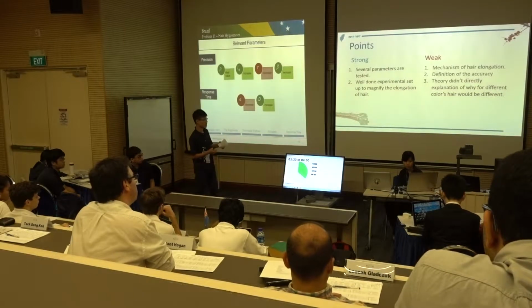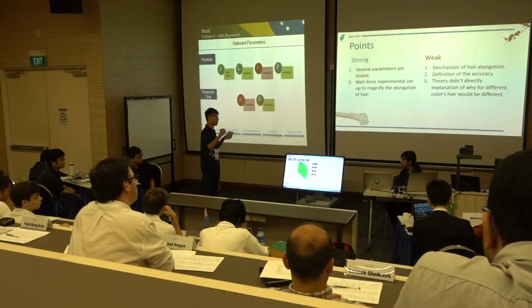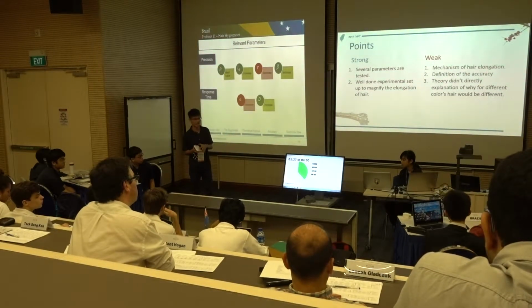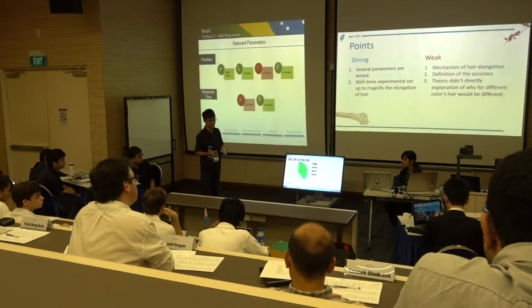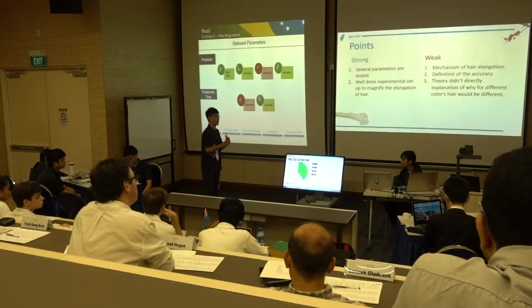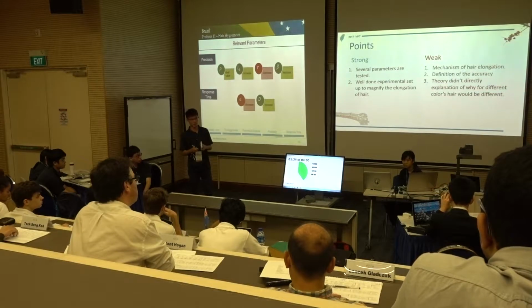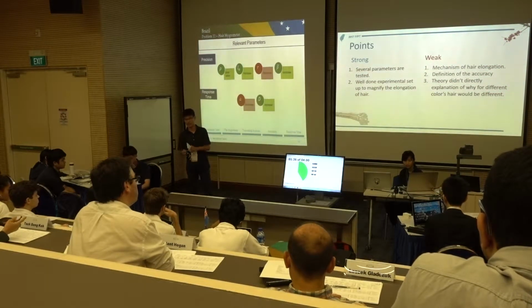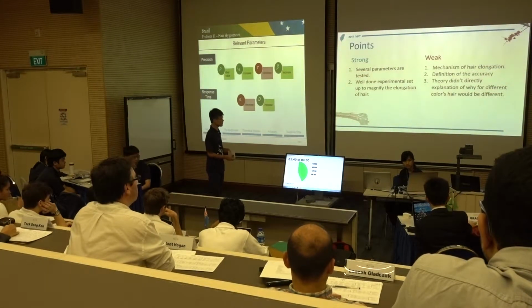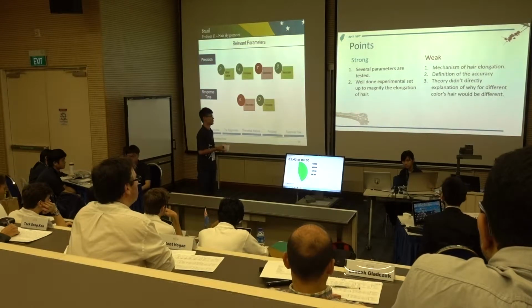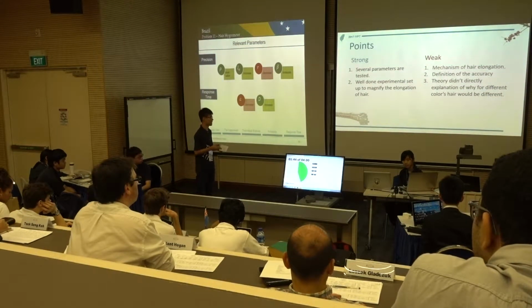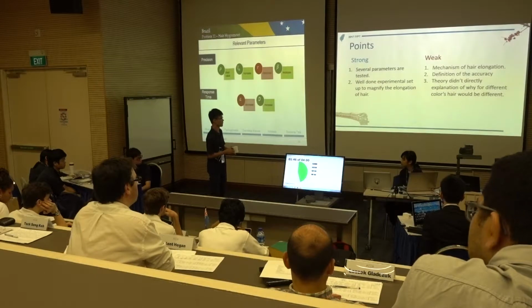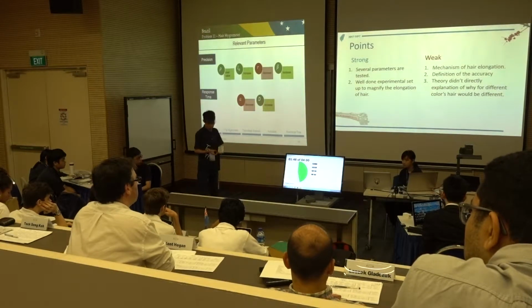About the definition of accuracy, I think the reporter might misunderstand, because in the theory model he talks about precision, but in the experiment he talks about accuracy. And we know that precision and accuracy are not the same. And for the theory model, he didn't directly explain why different colors of hair would behave differently.